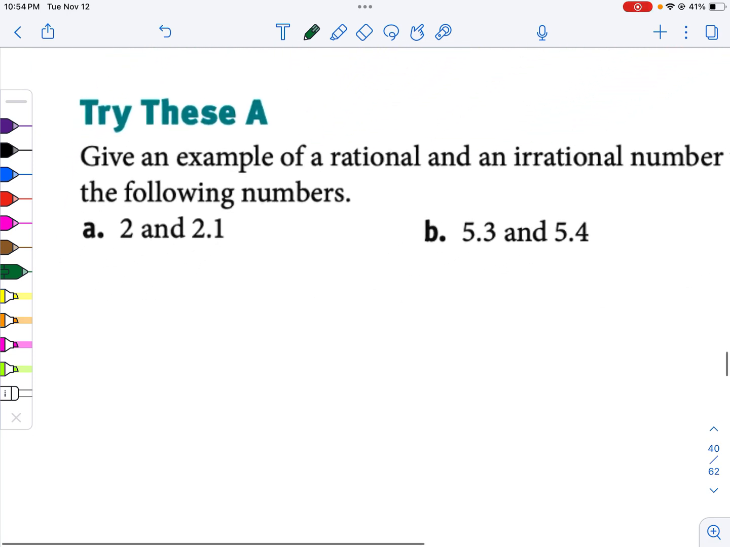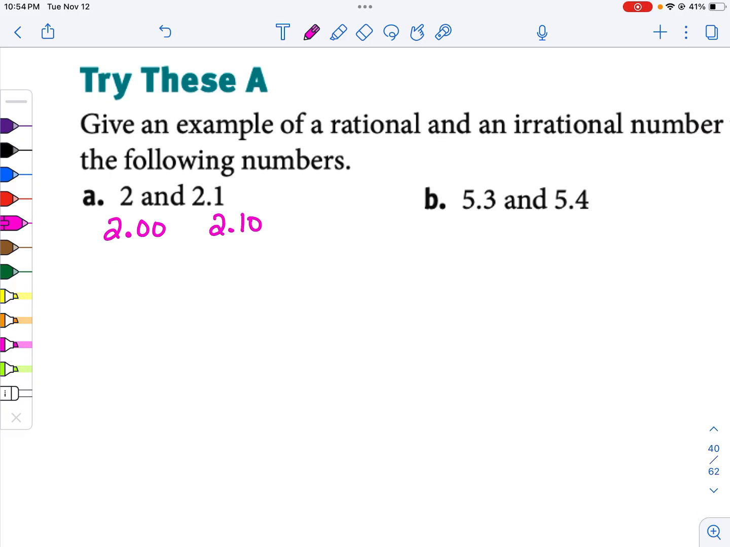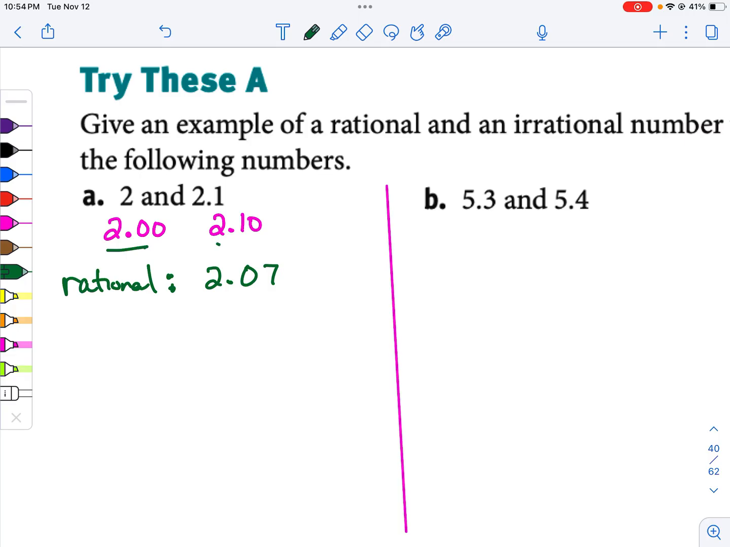All right, so we're going to do the same thing here. So we've got 2. So I'm going to think of that as $2. And I'm going to think of 2.1 as $2.10, right? So money always makes more sense. So why not think about things in terms of money? All right, so we've got to come up with a rational number between $2 and $2.10. Okay, so I'm going to pick 2.07. Do you agree that that's between $2 and $2.10?